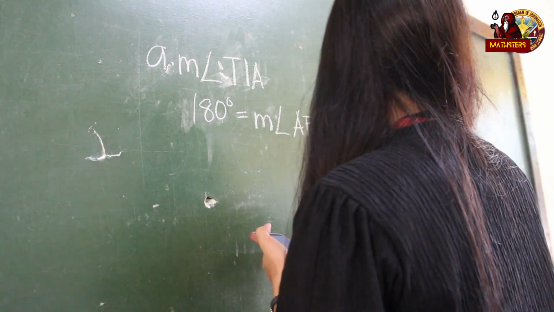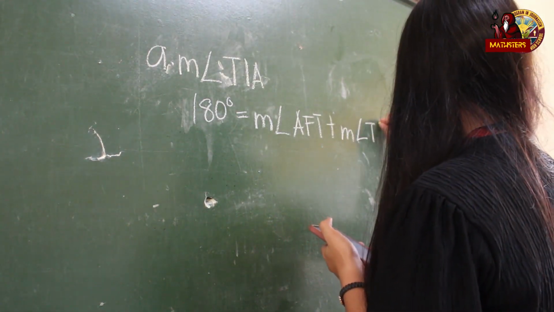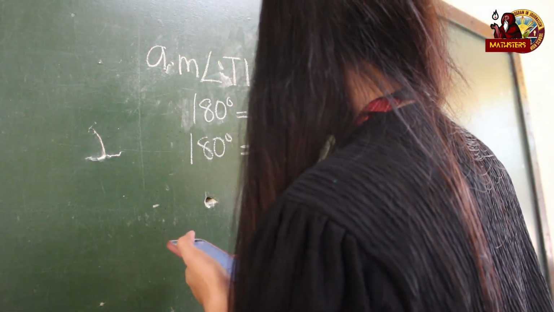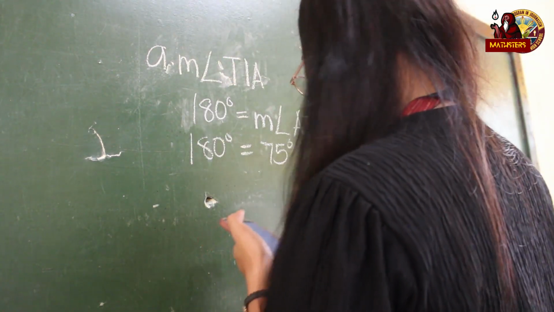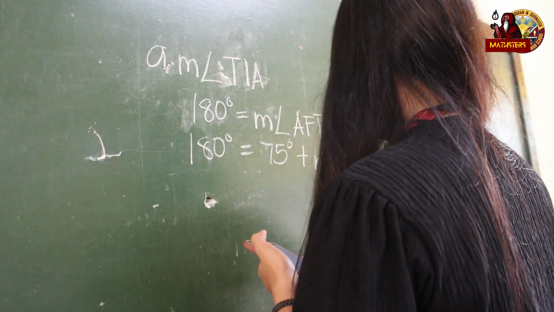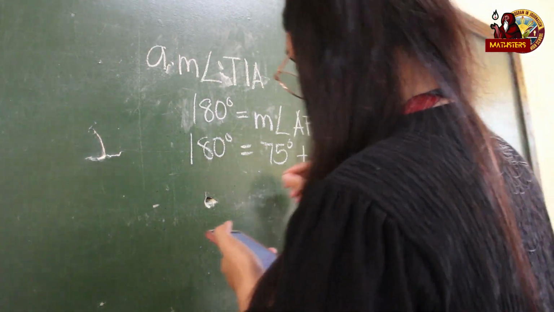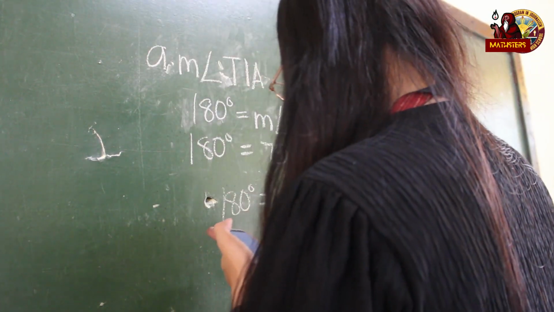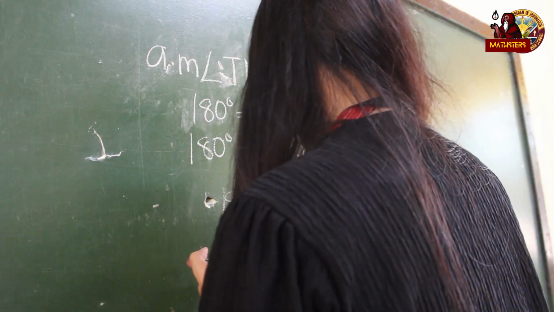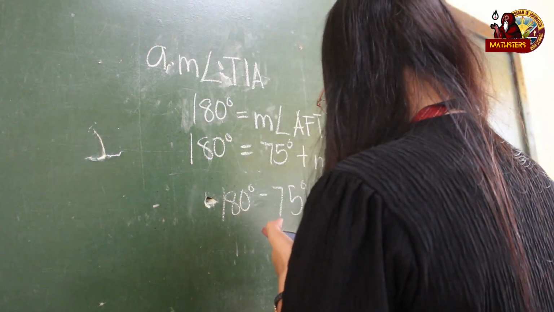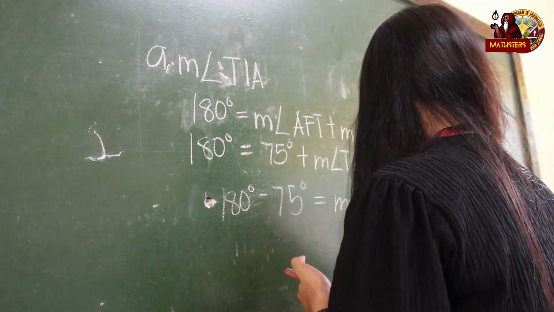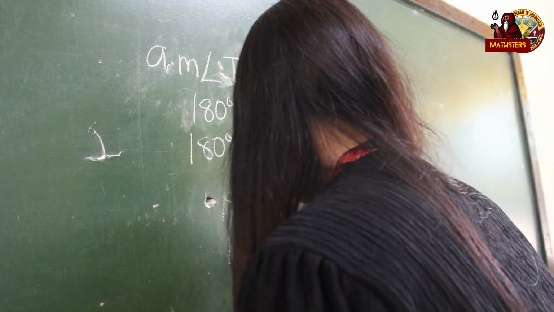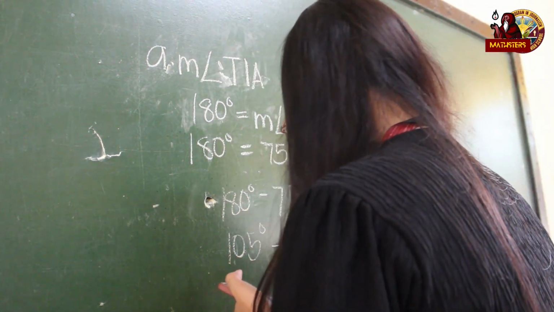AFT. The equation is then simplified to 180 degrees equals 75 degrees plus the measure of angle TIA. To find the measure of angle TIA, you isolate it by subtracting 75 degrees from both sides. 180 degrees minus 75 degrees equals the measure of angle TIA. This simplifies to 105 degrees equals the measure of angle TIA.